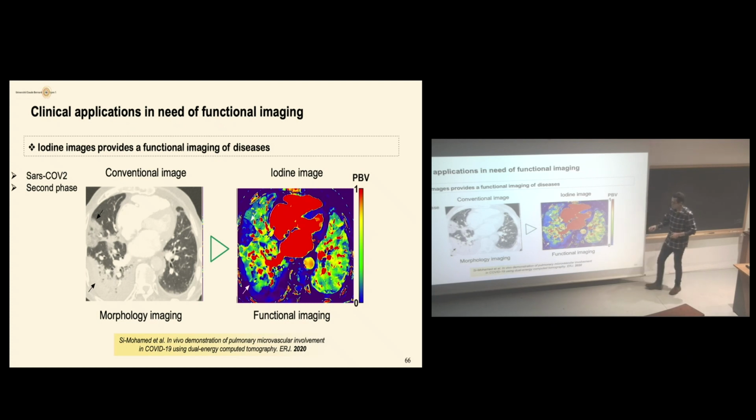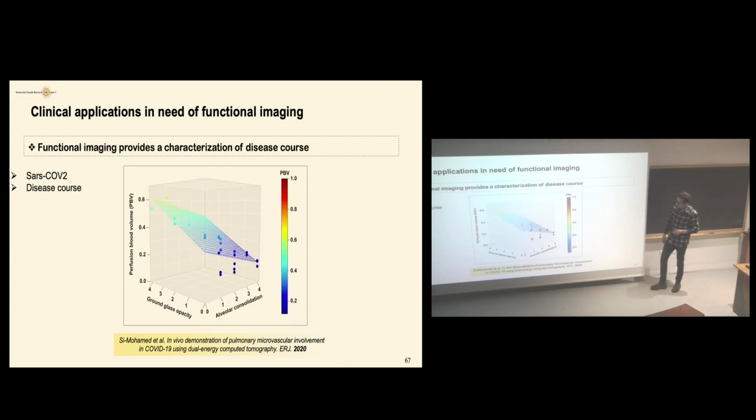Anyway, without perfusion imaging, we could not understand the disease course. I like this graph because these are patients really suffering from oxygenation, you have to believe me. In fact, the more ground glass they had, the higher the PBV was, and the more consolidation they had in the second phase, the lower the PBV was. And it's really important because it changed the way we understand the disease course of a patient.